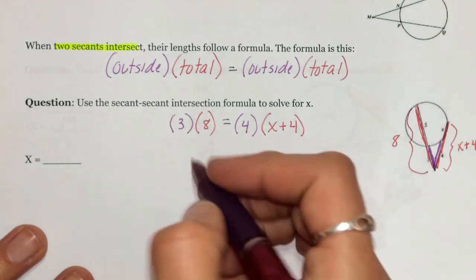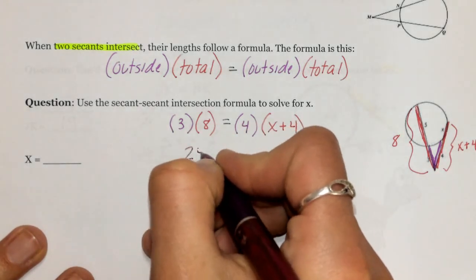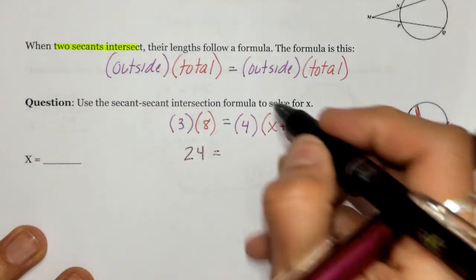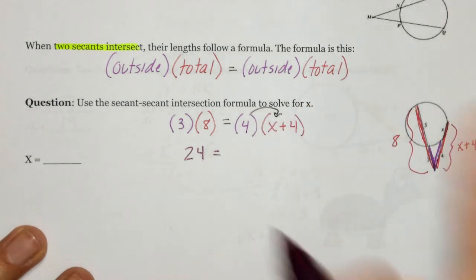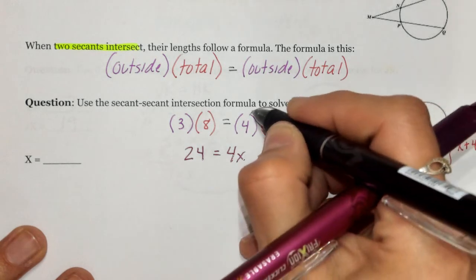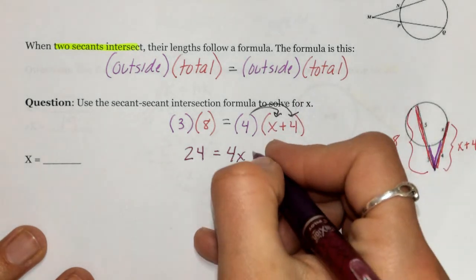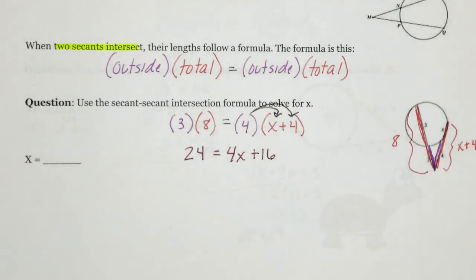What I'm going to do now is just go ahead and throw this stuff down here. We're going to have 24 on one side. On the right, we're going to distribute that 4 to the x, giving us 4x. And we're distributing that 4 to the positive 4, giving me plus 16. At this point, take the last 2 steps. If you needed me to help you through that first part, that's fine. Pause it now, please. The answer's about to pop up, so please pause it. Quick, quick, quick.